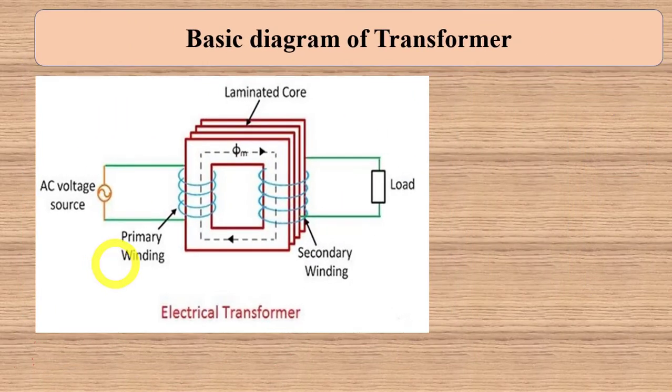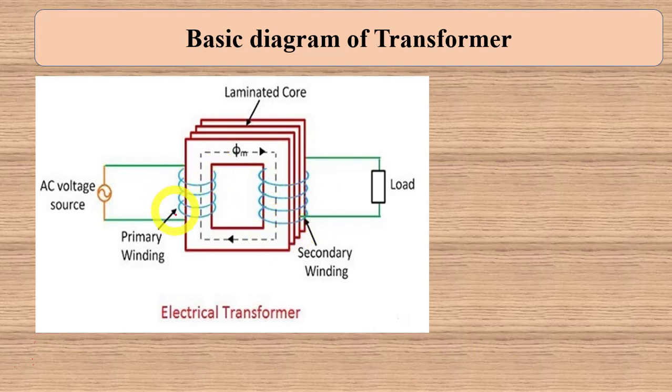This is the basic diagram of a transformer. This one is the primary winding and this is the secondary winding of the transformer. The winding which is excited by the electrical source is called the primary winding. The rest of the windings are called secondary winding or tertiary winding and so on.